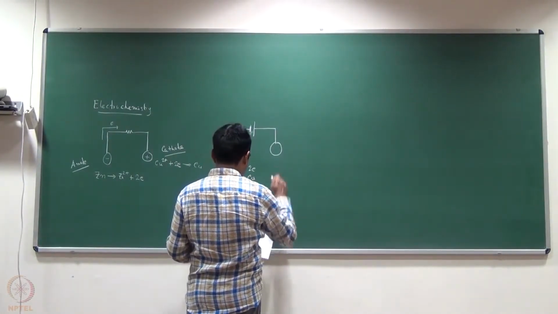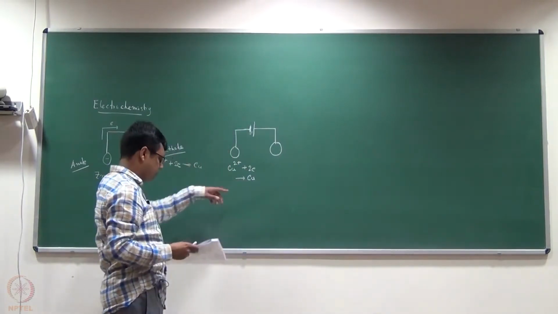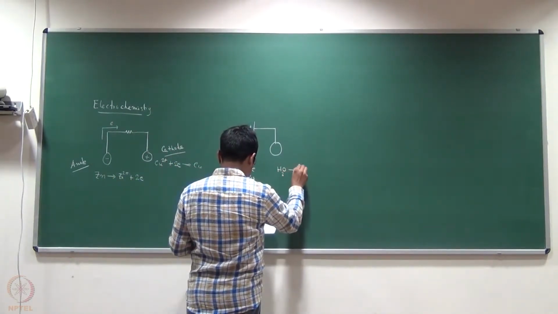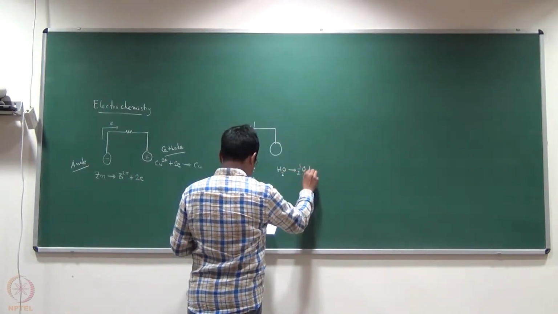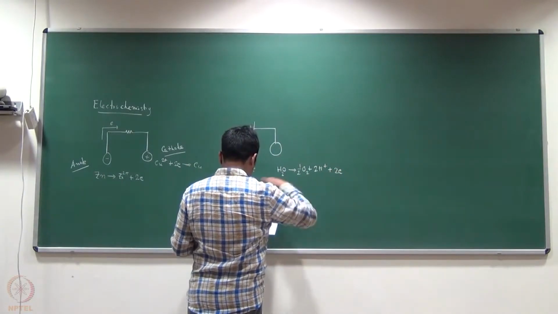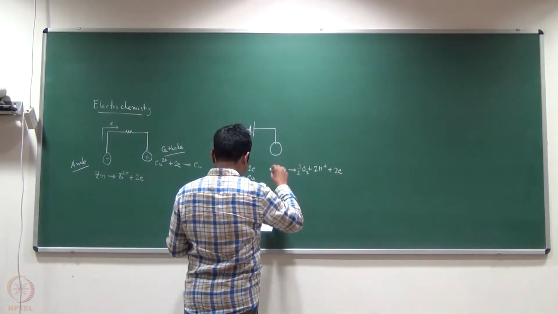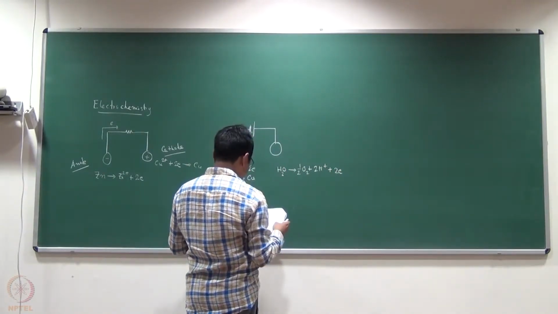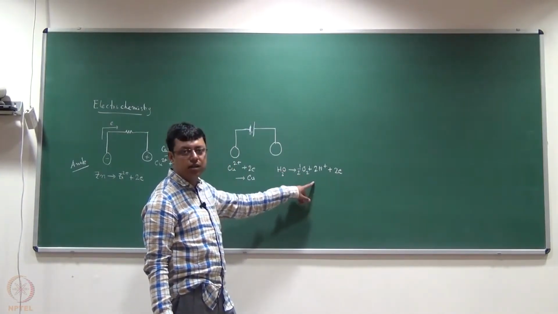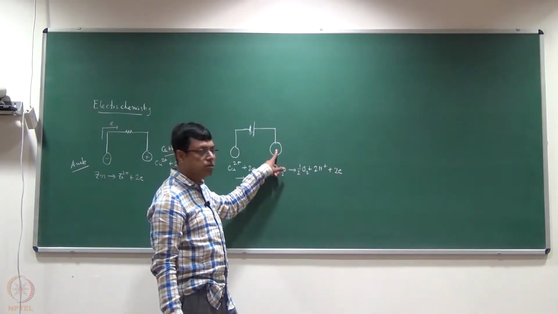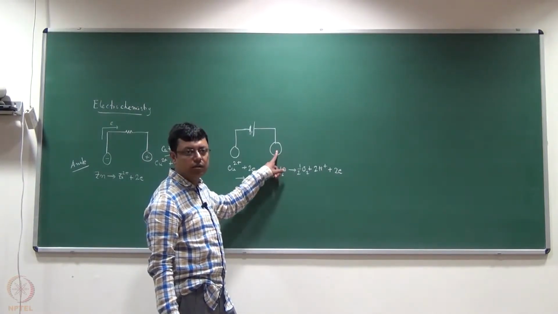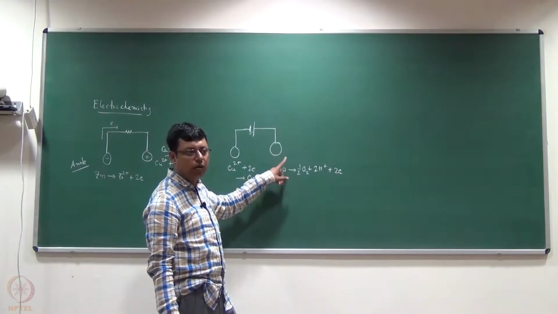Here we have a different electrode potential. Now in this case, as you can see, water is getting oxidized here, right? And the electrons are deposited here. Now wherever I have oxidation, I will always call that the anode.